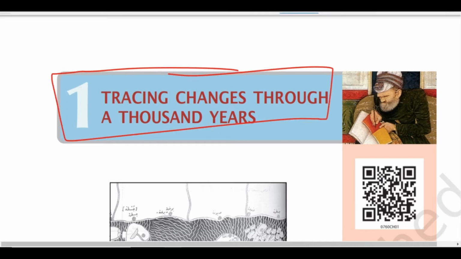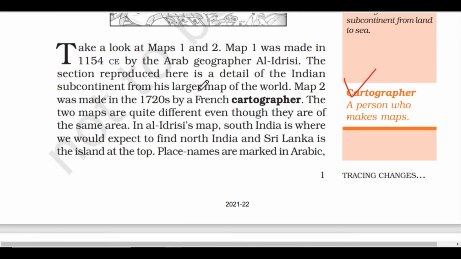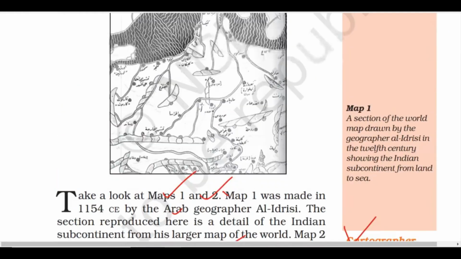from the chapter Tracing Changes Through 1,000 Years. The first few paragraphs explain about the cartographers, French and Arab, and how they made maps and how historians view their maps and how they understand it. So let's start. So first in the chapter, map 1 and map 2 have been mentioned.